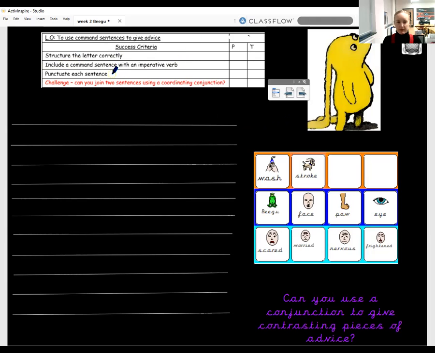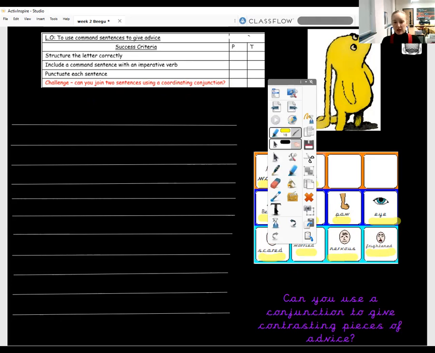I'm going to make sure I'm punctuating my sentences, and I'm going to try and use a conjunction to join two of my ideas together. And I've got a word mat here that we might want to use. I've got wash, that's a verb we might want to use in our command. Stroke, I've got Bigu, so we know how to use that. I've got face, paw, eye. I've got some feelings here that you might want to use to describe how Bigu is feeling. I've got scared, worried, nervous, it's very similar to worried, and I've got frightened, which is similar to scared.